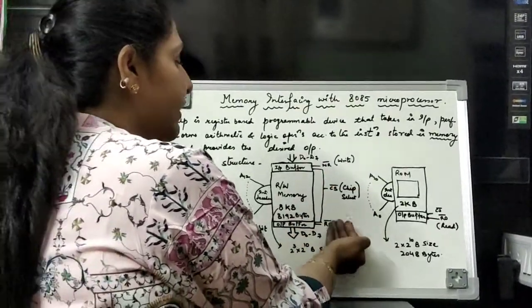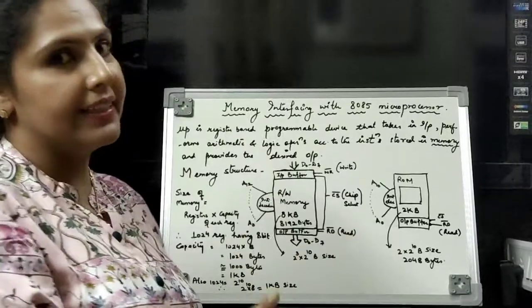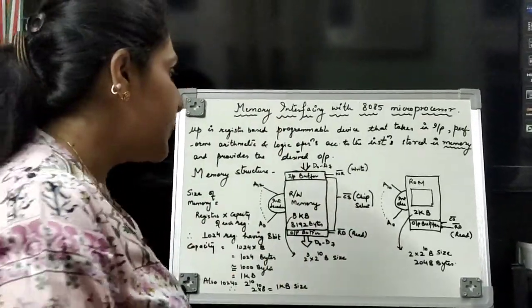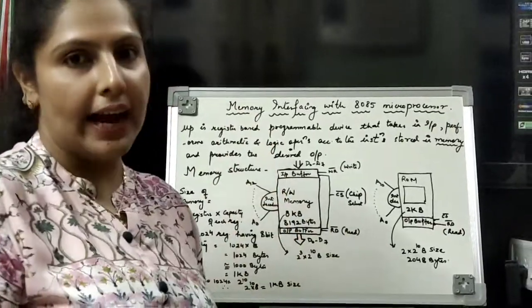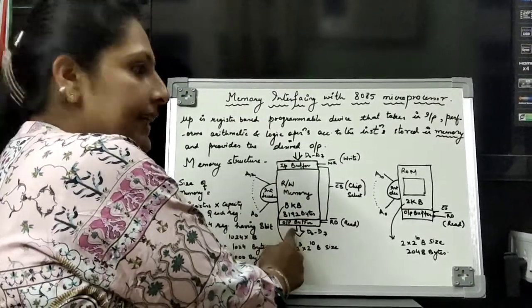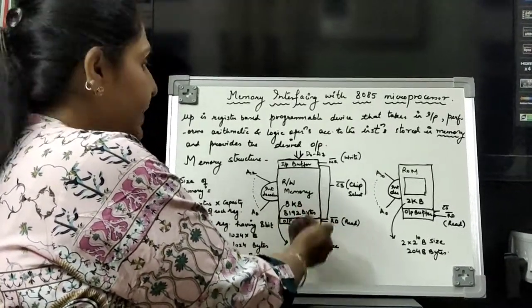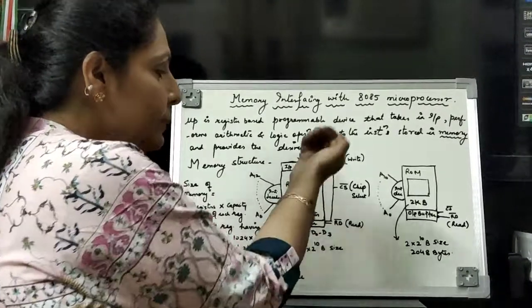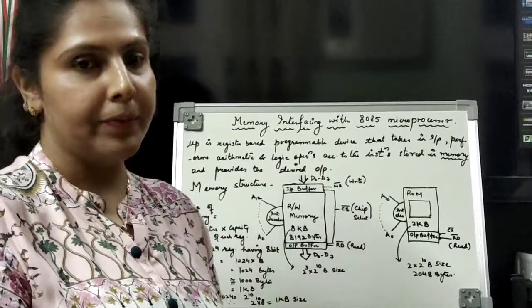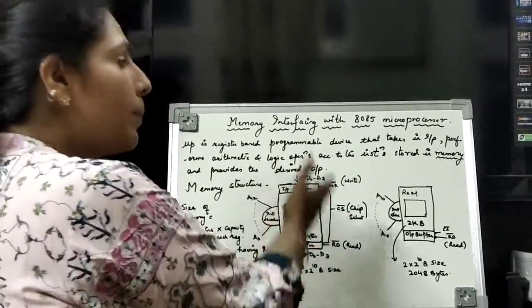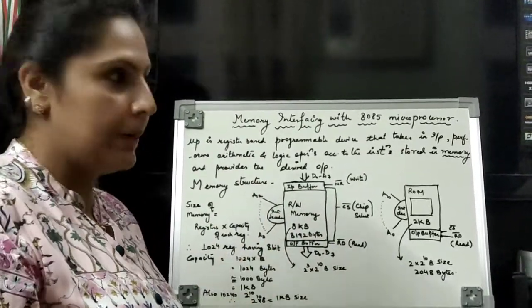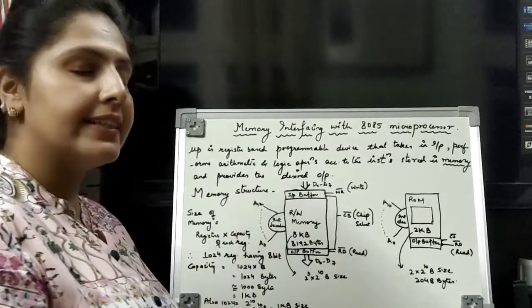Now when we give the read bar signal, that means if 0 comes to the read bar signal, what happens? The output buffer gets activated. When the output buffer gets activated, at that time D0 to D7, that means 8-bit data, is being retrieved or read from the memory. So in this way, the whole process of writing the data and reading the data takes place with the help of the read and write signals.